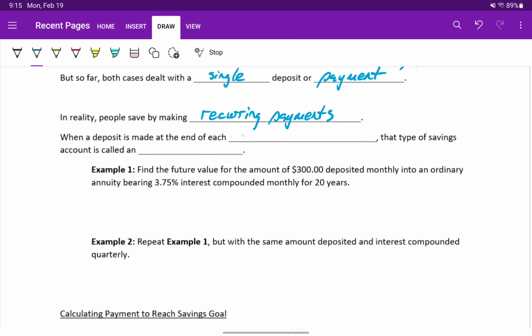When a deposit is made at the end of each compounding period, that type of savings account is referred to as an ordinary annuity. We have an example of an ordinary annuity in example 1 because we're going to be looking at deposits going into an account monthly and interest being compounded monthly. We note we need that deposit period and that compounding period to be equal in order to have an ordinary annuity and for this function to apply.